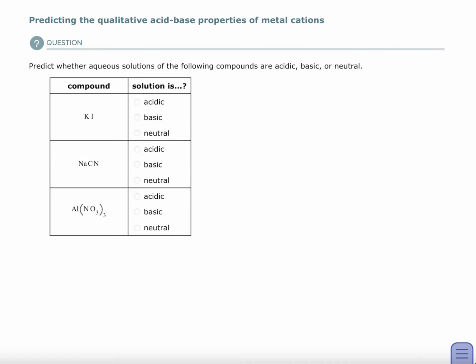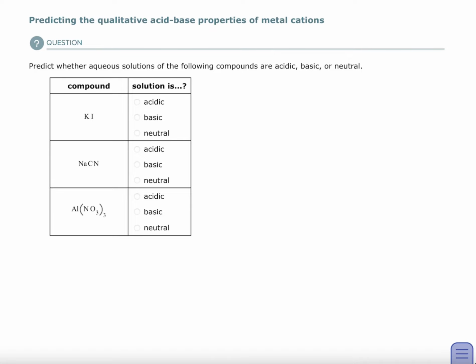Welcome back. This is an Aleks homework video on predicting the qualitative acid-base properties of metal cations. What a scary problem. This would scare me. If this was a problem and I had no idea at all what would happen, it would just panic me. But there are some clues that will probably allow you to do fine at any of these problems.